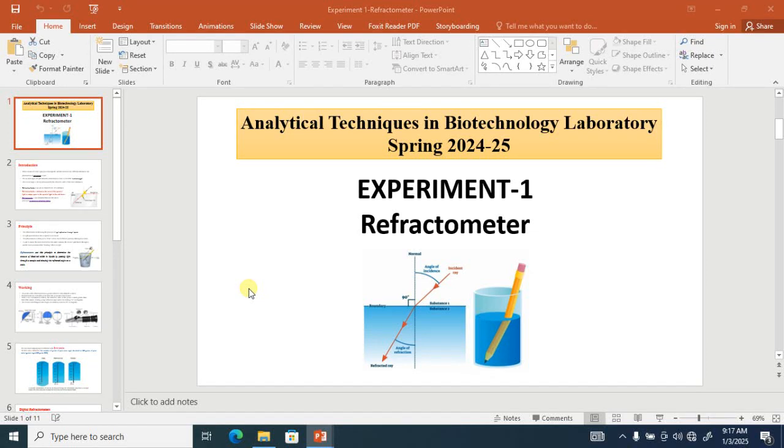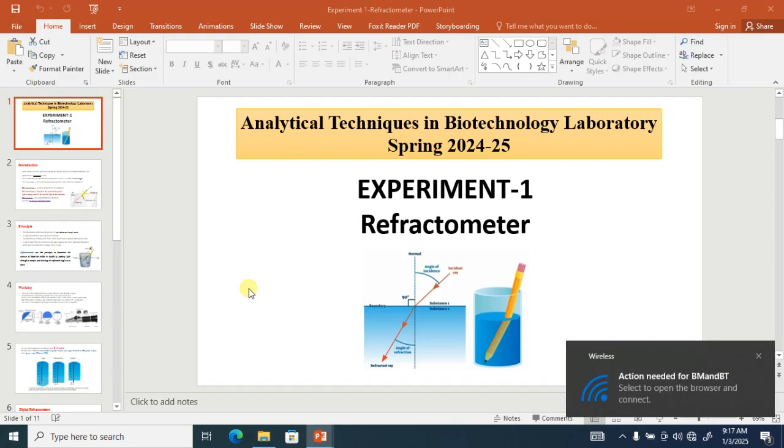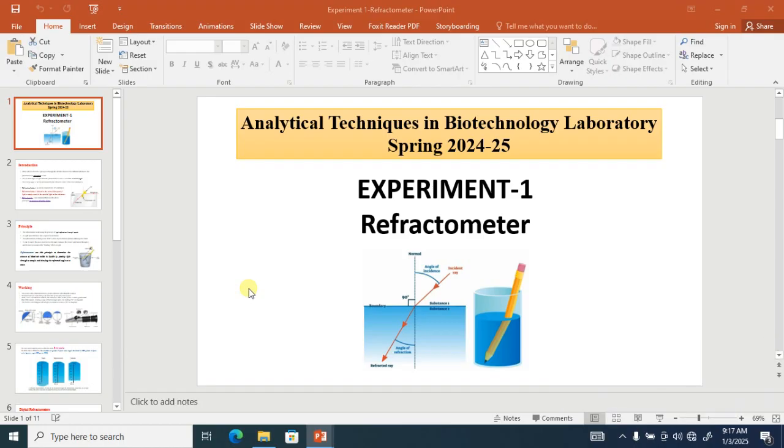Okay, so good morning everybody. Today we'll learn the principles of how to use a refractometer, or how we can use refractometry in order to analyze the refractive index of a particular substance.